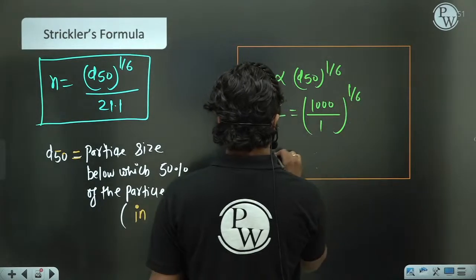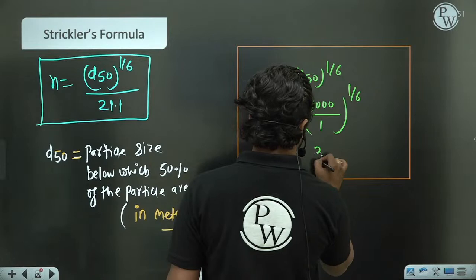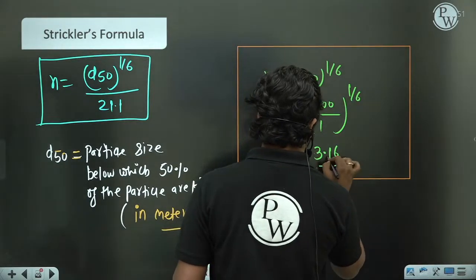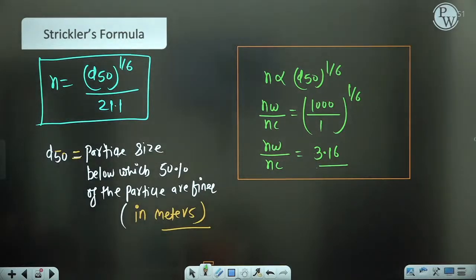1000 to the power 1 by 6. So n wrong upon n correct, we are getting around 3.16. If you find 1000 to the power 1 by 6, roughly you will get that only, 3.16. So I think it is crystal clear to all of you.